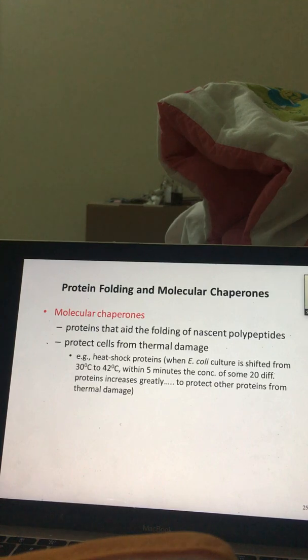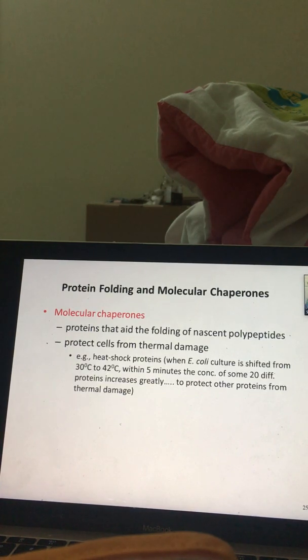A very good example is heat shock proteins. We'll be talking about them later, but just giving you an example now: when you shift a culture of E. coli from 30 degrees to 42 degrees, and you would do this without thinking, taking it from one incubator to the other, within 5 minutes the concentration of some 20 different proteins increased greatly. What are these proteins coming up for? They actually are proteins that will protect the cell from thermal damage. So definitely the cell is very sensitive to temperatures, and heat shock proteins are very important in protecting a lot of very essential proteins within the cell from thermal damage.